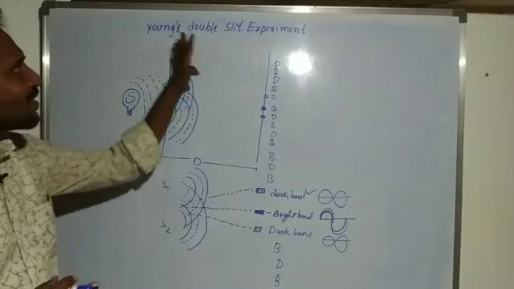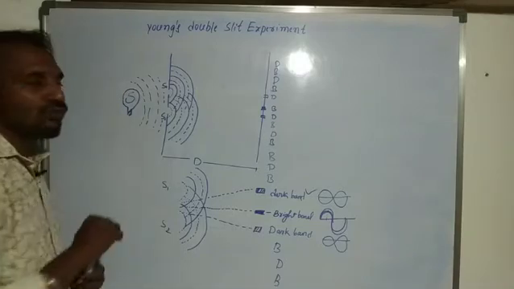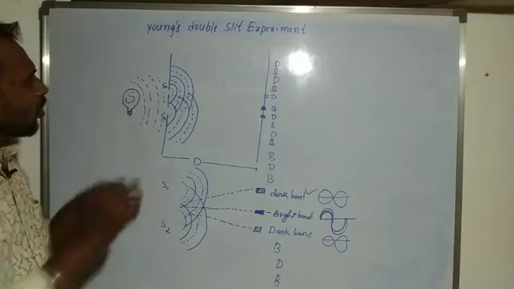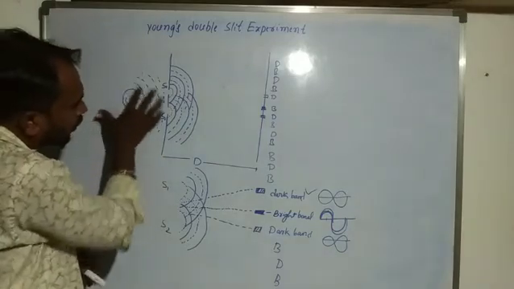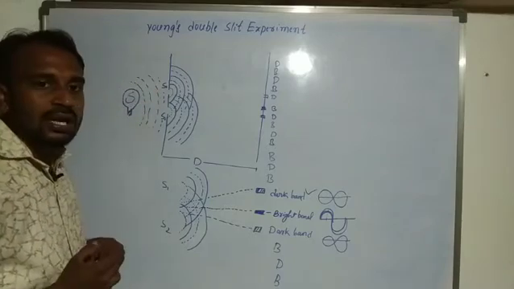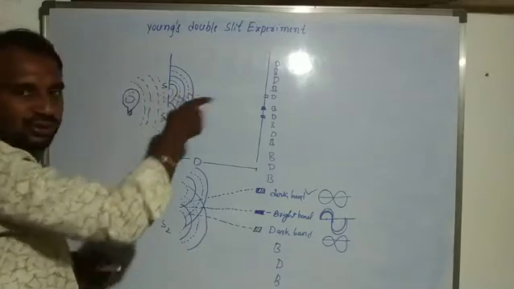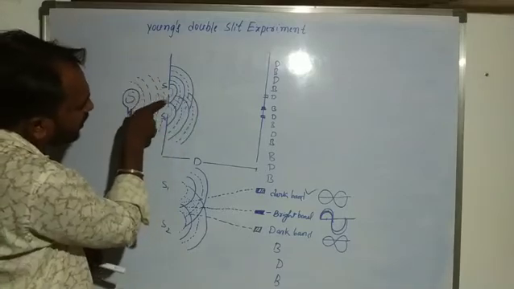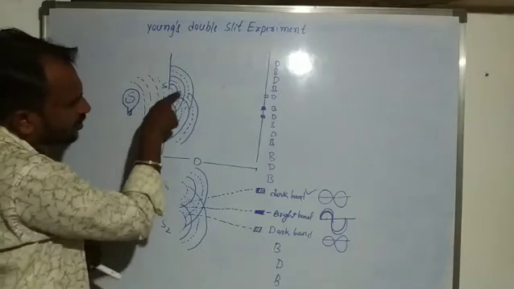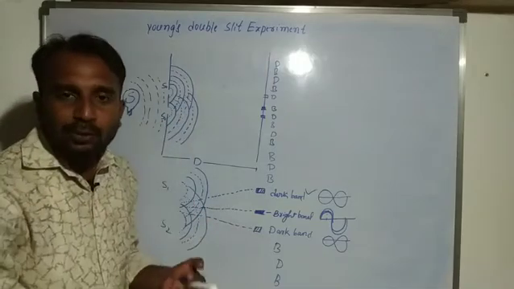So this one we consider Young's double slit experiment. First we consider a monochromatic source. This source's waves pass through the slits S1 and S2, and here this one is a wavefront. One is crest to trough. So first we consider crest, trough, and crest, trough. It means a number of waves overlap each other.